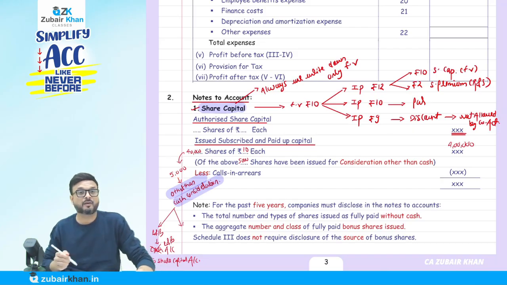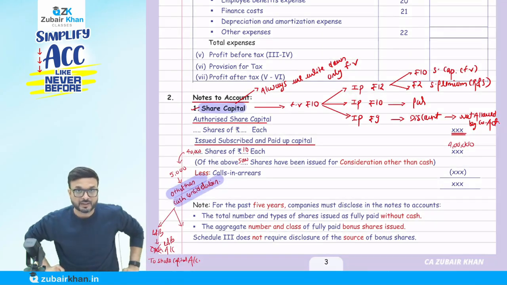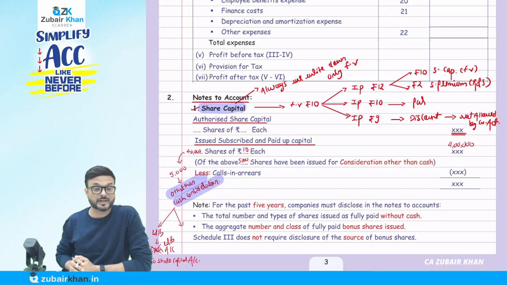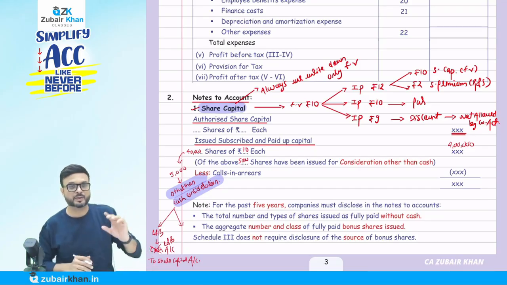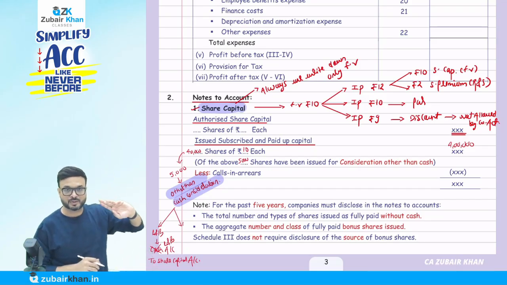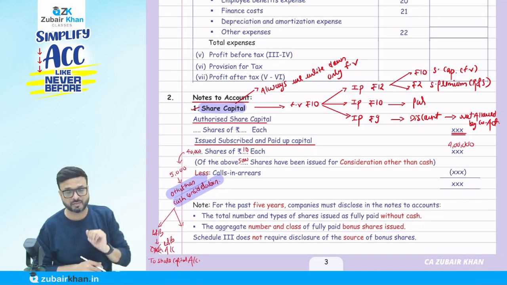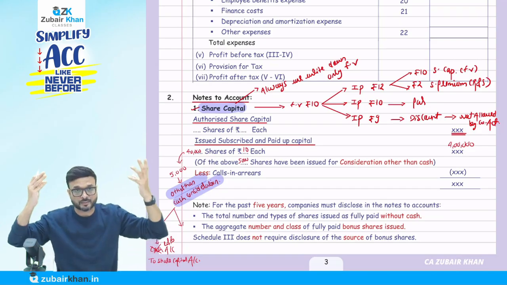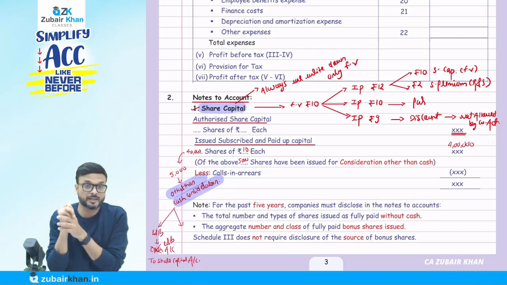Now let me give you one more example of other than cash consideration, like bonus shares, which we are going to discuss in the investment chapter, and also in the next chapter, the buyback of securities. Bonus shares means we are issuing the shares free of cost to the existing shareholders. We call them bonus shares.